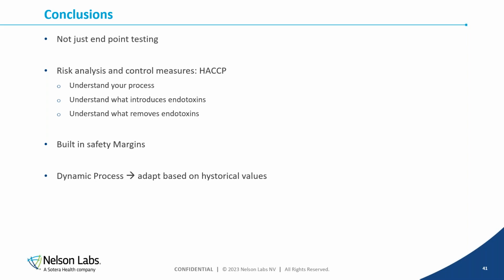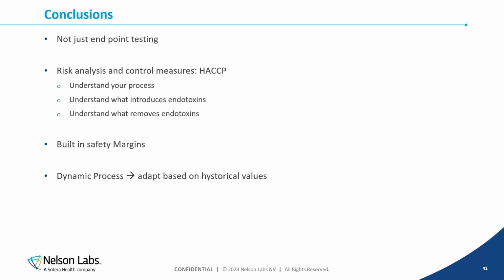To do so, you really need to understand your processes. So you require a number of experts over a number of domains to help you with this. You have to understand what introduces the endotoxins, and you have to understand what removes endotoxins. You have to build in at all critical control points safety margins to make sure that you always obtain your limit for your end product.